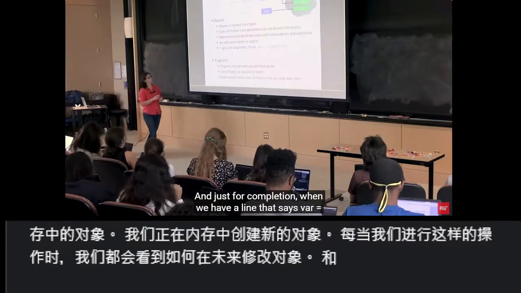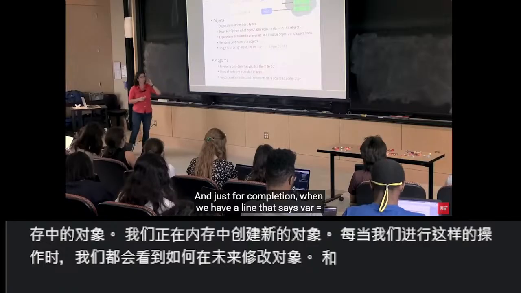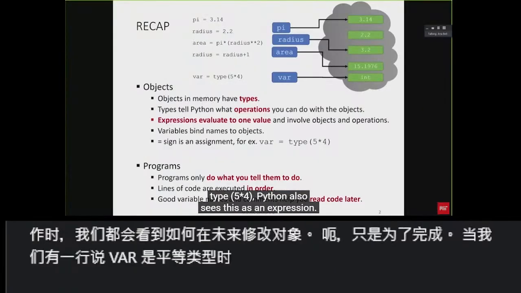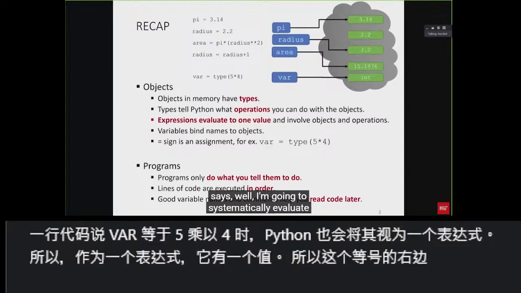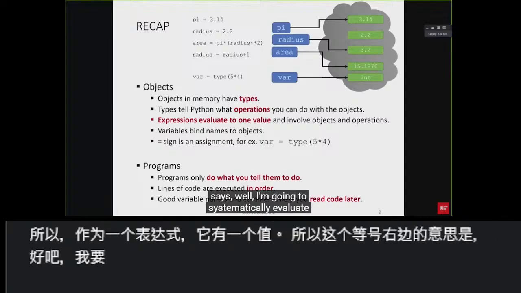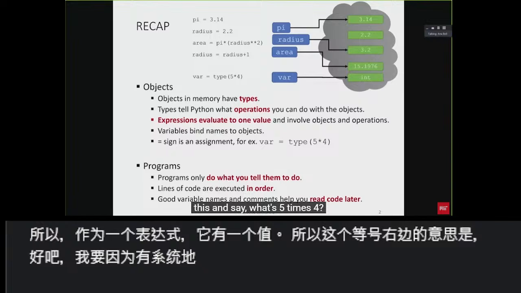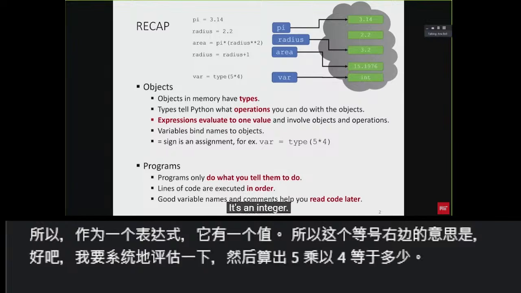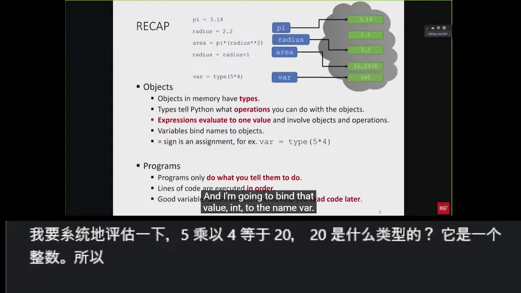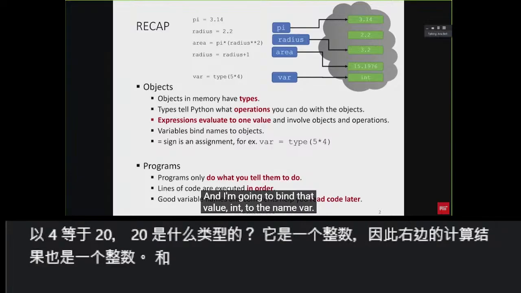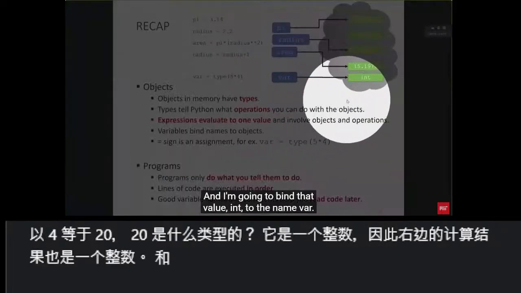And just for completion, when we have a line that says var is equal to type of 5 multiplied by 4, Python also sees this as an expression. And so as an expression, it has a value. The right-hand side of this equal sign says, I'm going to systematically evaluate this: what's 5 times 4? It's 20. What's the type of 20? It's an integer. And so that's what the right-hand side evaluates to, an integer. And I'm going to bind that value, int, to the name var.